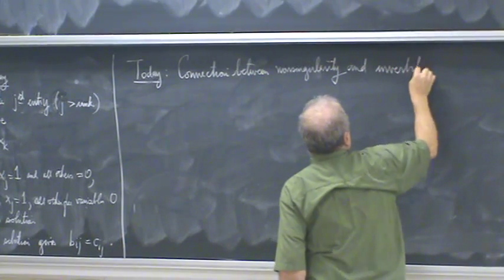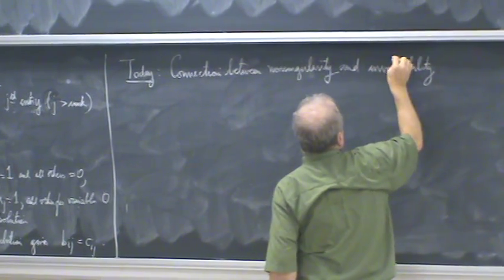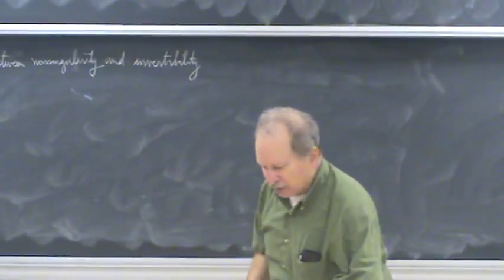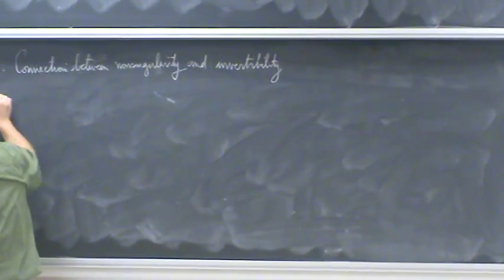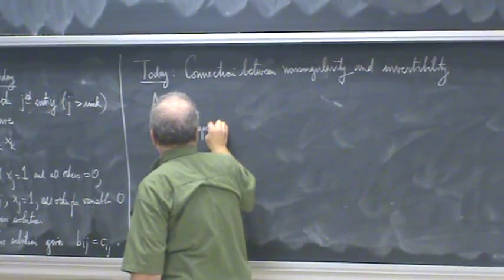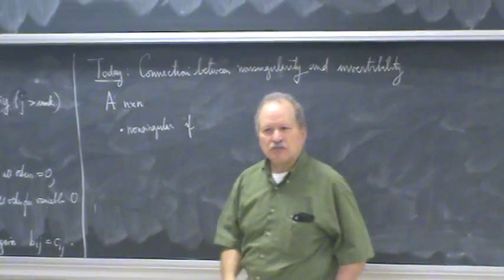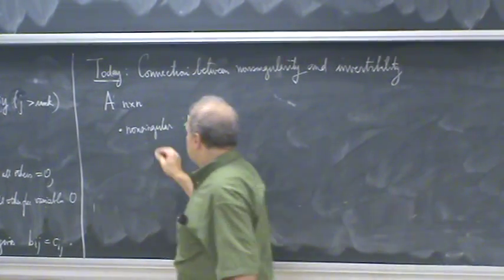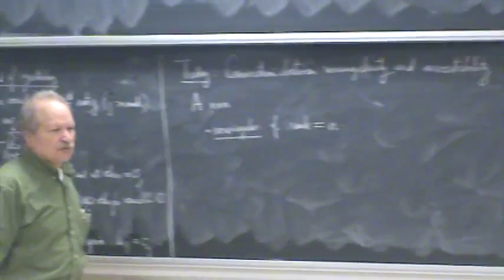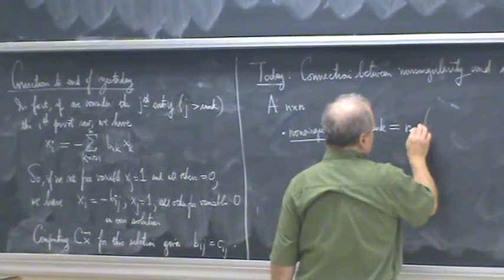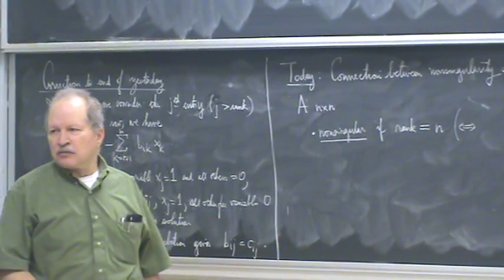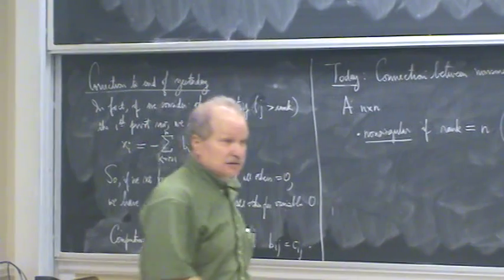So I want to stress here that you have two very different looking definitions. We're talking about square matrices, and we say it's non-singular if what? Rank equals n. Non-singular if the rank equals n. And I'm going to comment, although I didn't say this yesterday, that's equivalent to saying what about its reduced echelon form? It's the identity.